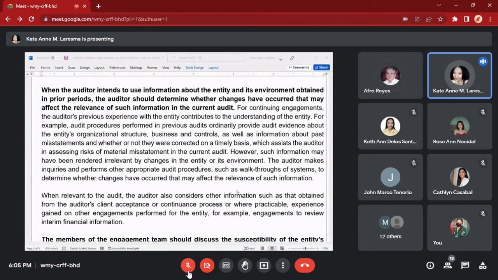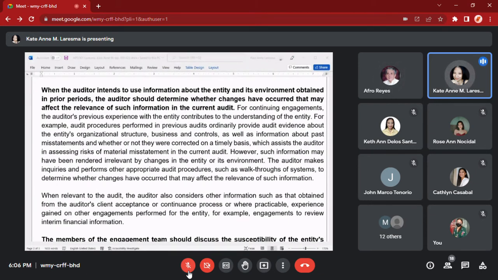Ngayon, kung may mga pagbabago sa entity at sa environment nito, maaaring maging irrelevant na ang mga information na nag-gather ang auditor kasi syempre may changes. Kaya naman, the auditor will perform appropriate and necessary inquiries and audit procedures kagaya ng walkthroughs of systems. Ito ay yung pag-test ng reliability and effectiveness ng systems ng isang entity upang matukoy kung makakaapekto kaya ang pagbabago sa kaugnayan o relevance ng naturang information.